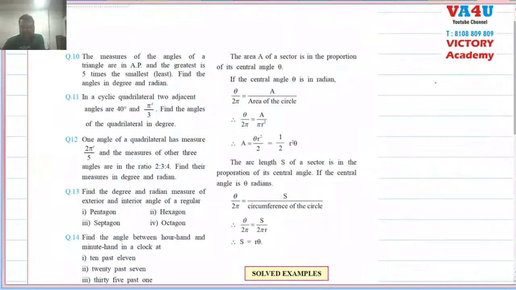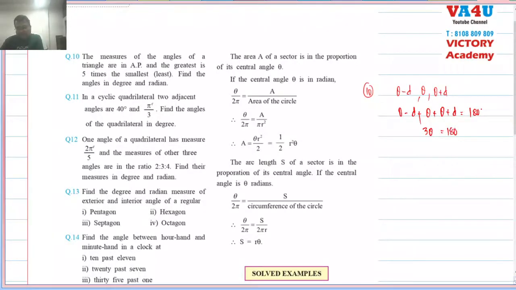Let's look at question number 10. The measures of the angles of a triangle are in AP and the greatest is 5 times the smallest. Find the angles in degrees and radians. So suppose the angles of a triangle are like this: theta, theta plus d, theta minus d. So I get the sum is 180 because the sum of the angles of a triangle is 180.